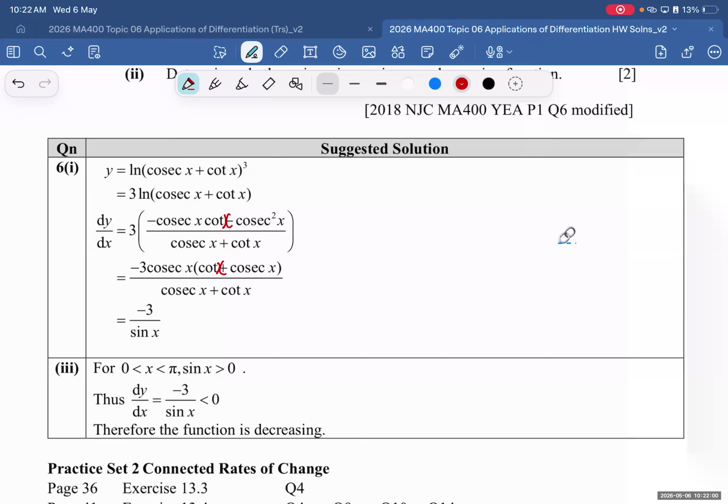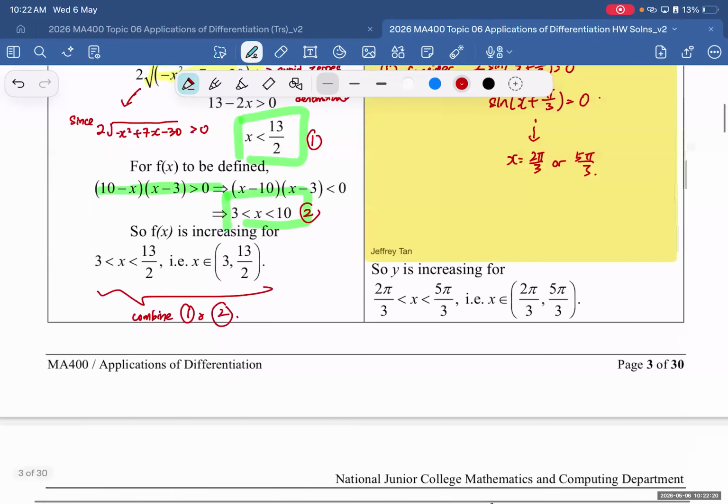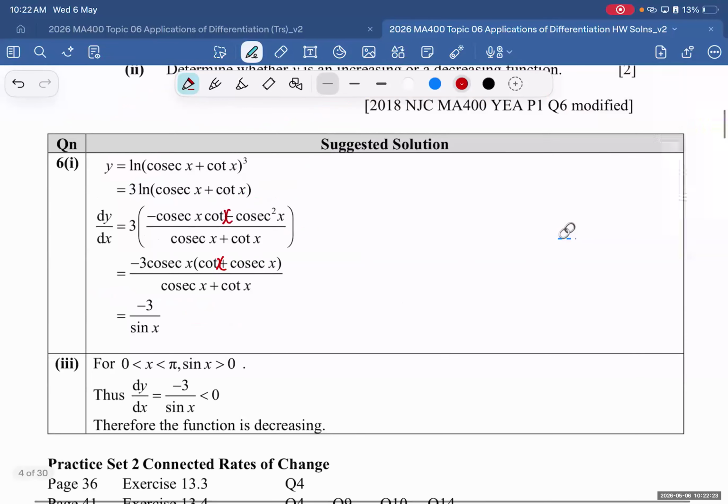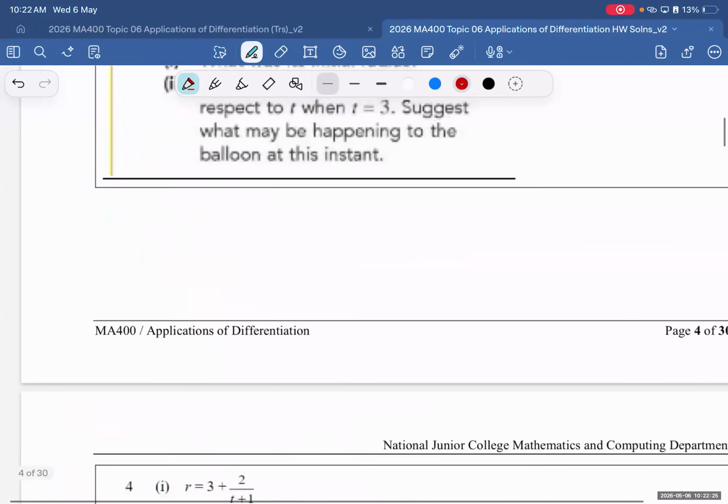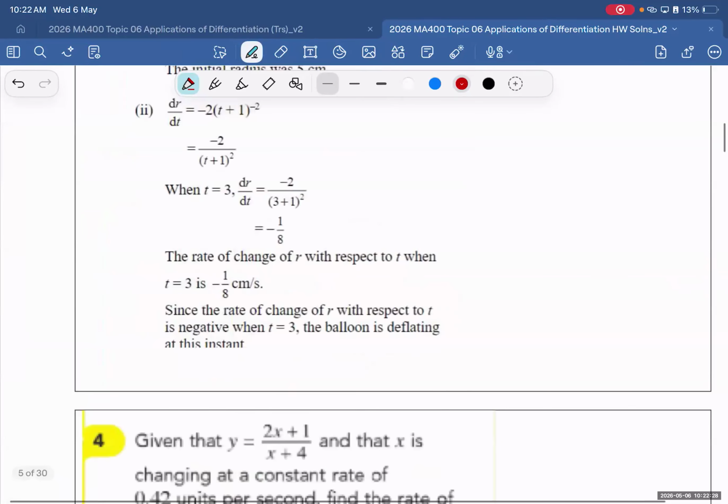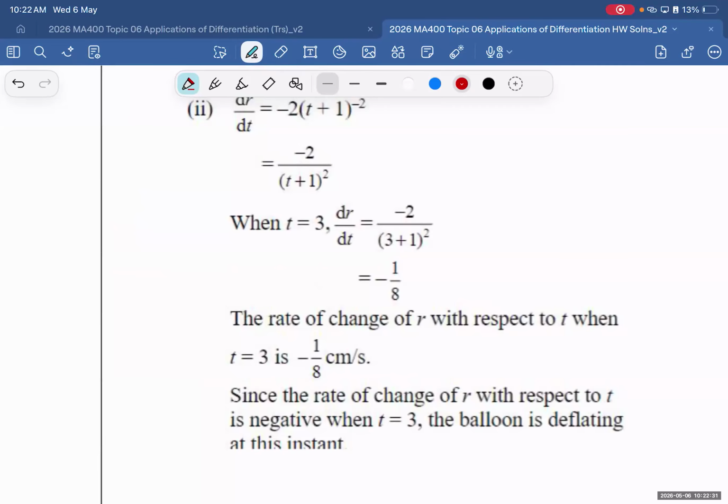Anybody want practice set 4? Which practice set are you at? 4. You are at 4. 3 is done. Now you mark. This one. What is it? 9 and 10. Okay, question 9 and 10.